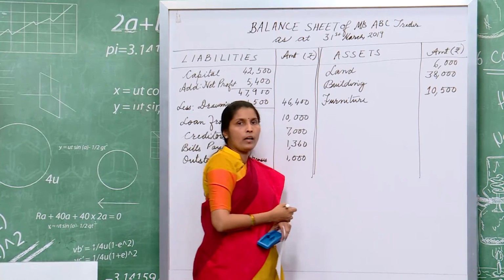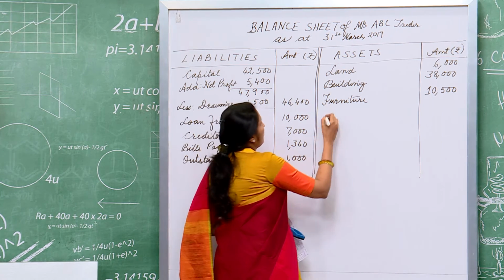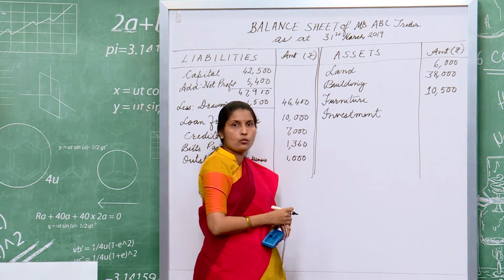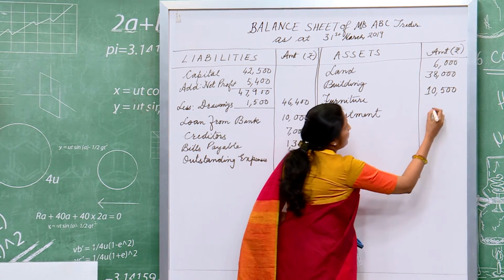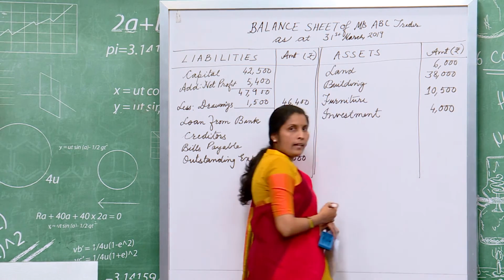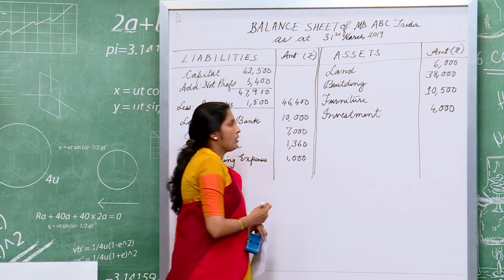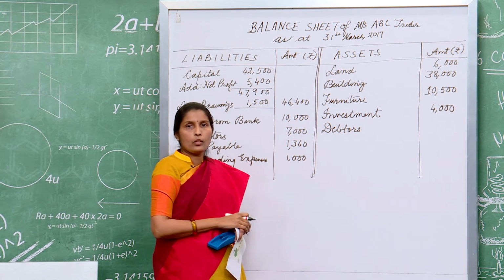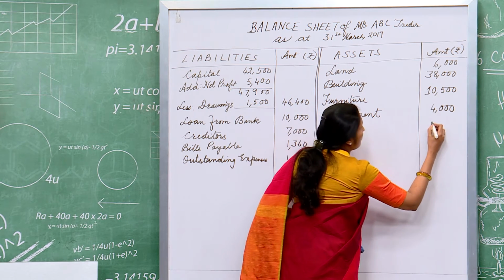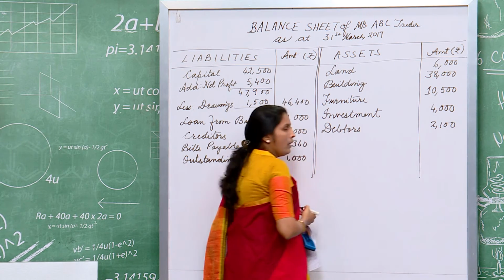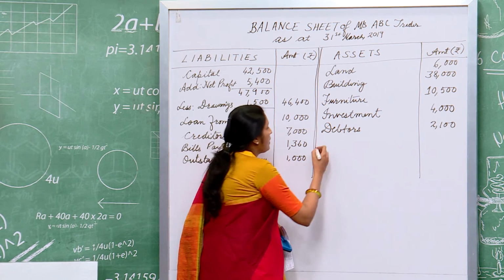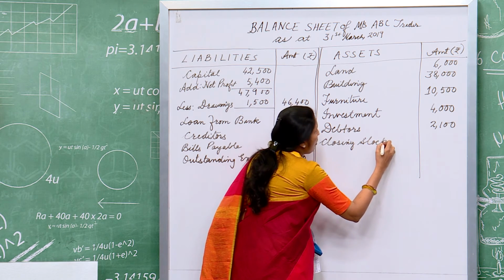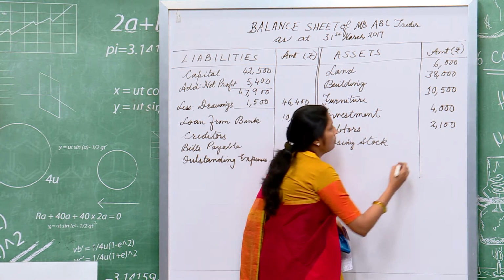The next item we can find is investment. The amount of investments given to us in the question is 4,000. Next item we have is debtors. The amount of debtors given to us is 2,100. Next item, closing stock. As you can see, the closing stock was given to you below the extract of the trial balance. So the closing stock amount is rupees 2,000.